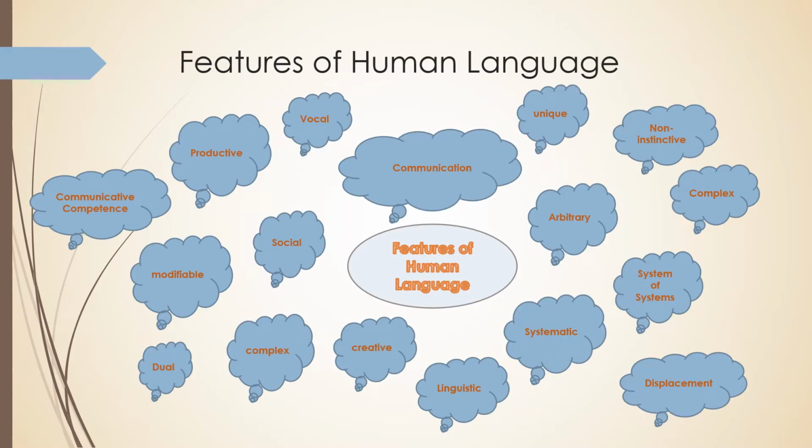Okay, now lots of clouds in here. When we talk about the features of human language, we will have communication, arbitrary, systematic, linguistic, creative, complex, dual, modifiable, social, communicative competence, productive, vocal, non-instinctive, complex, system of systems, and displacement. So there are lots of features we can identify in human language. So it's really a complex phenomenon. So let's see how these features work out in a language.